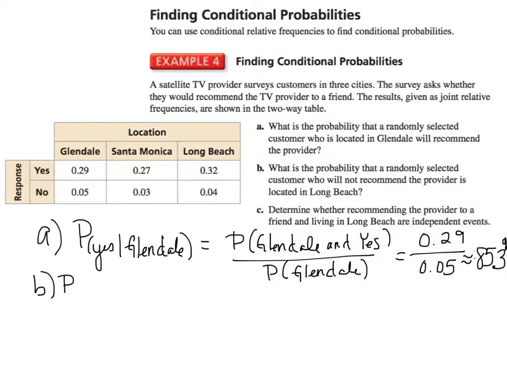So now part B. What is the probability that a randomly selected customer who will not recommend the provider is located in Long Beach? Notice this is different. The first one says Glendale would recommend the provider. Now we want to know anyone who will not recommend, but is from Long Beach. So we're going to actually first need to know what?